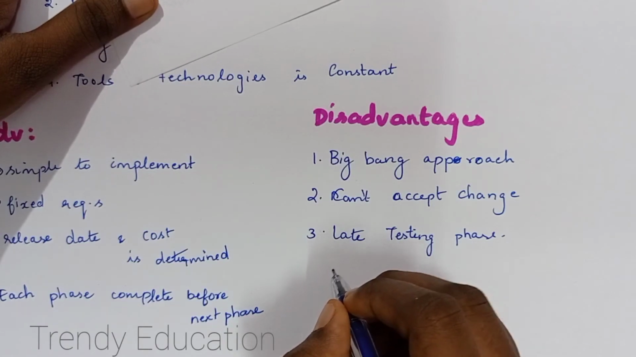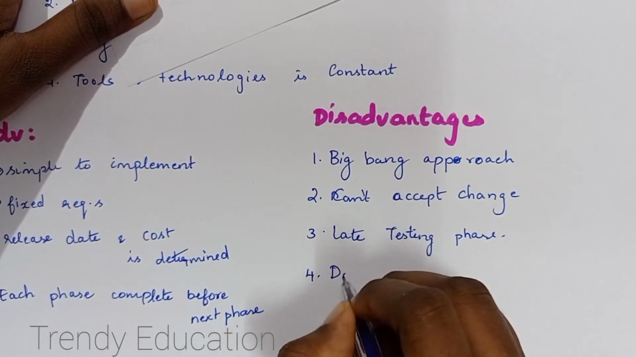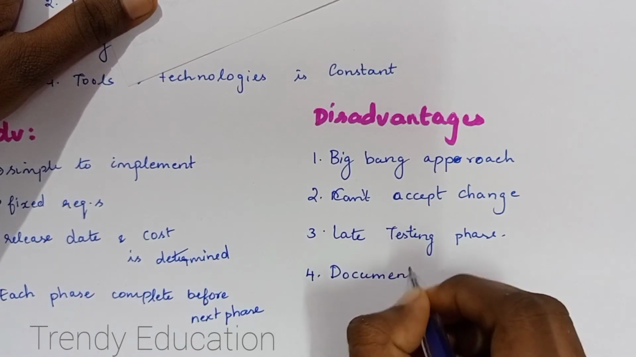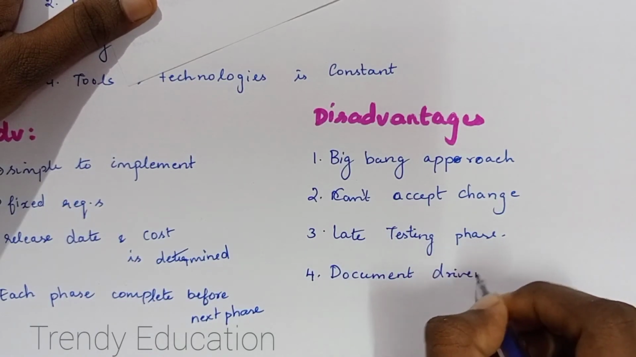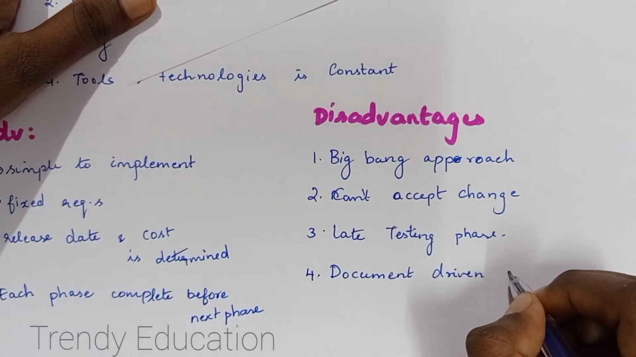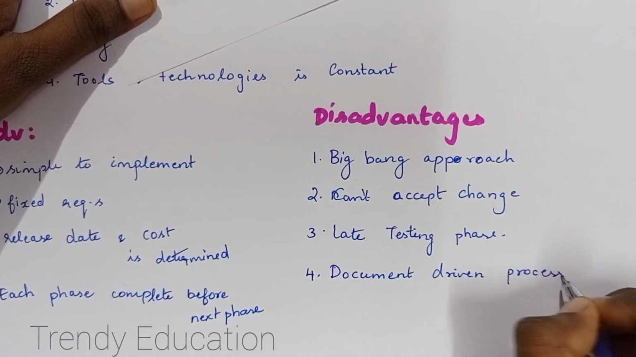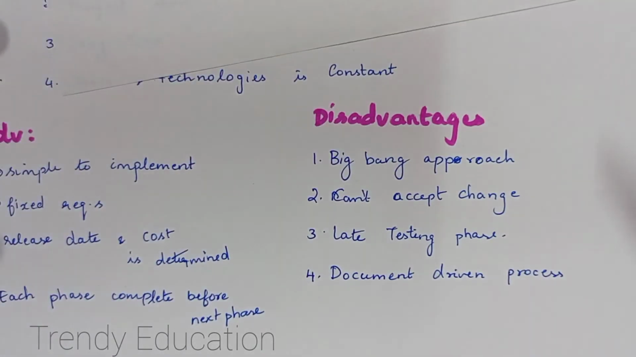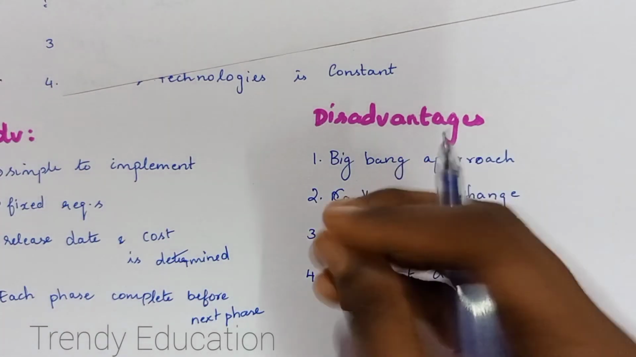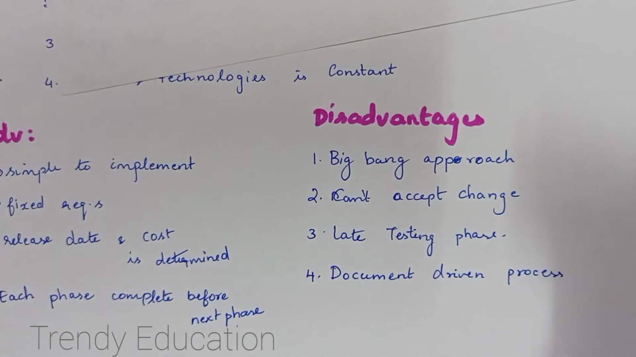And number four is the document driven approach. Everything is document driven. So when it comes to document driven, they won't know what is actually meant. Whatever they understand from the document, they'll do that. Some words have two meanings, and they won't understand those meanings, and they'll do whatever meaning they understand from it. So this is a main disadvantage that the waterfall model has.